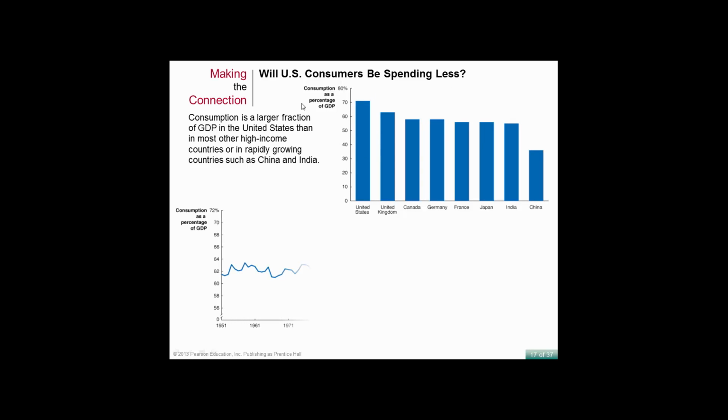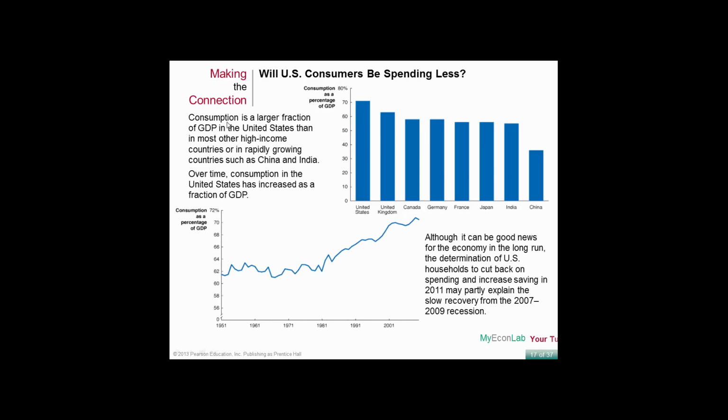Will consumers be spending less? The consumption is a large fraction of GDP in the United States. Consumption is a larger fraction of GDP than other high-income countries or rapidly growing countries such as China. So 70% of our GDP is consumption, whereas in China, it's below 40%. Of course, they're exporting everything here and we're buying it, right?